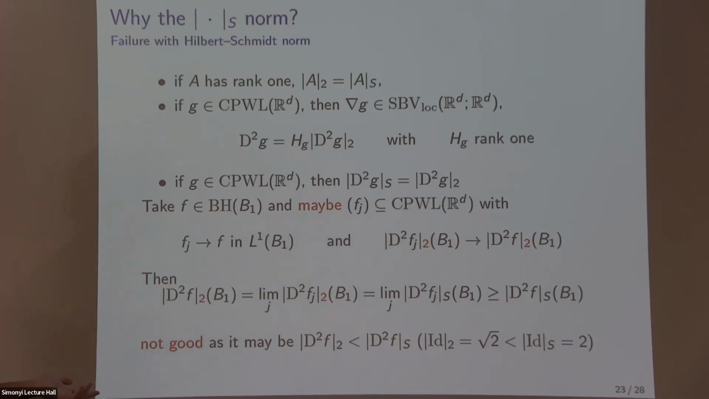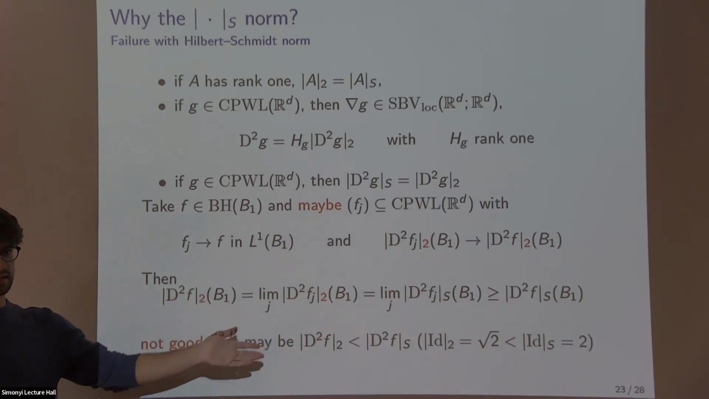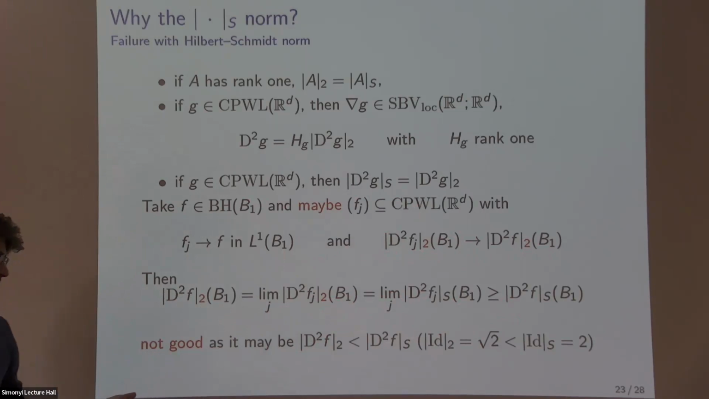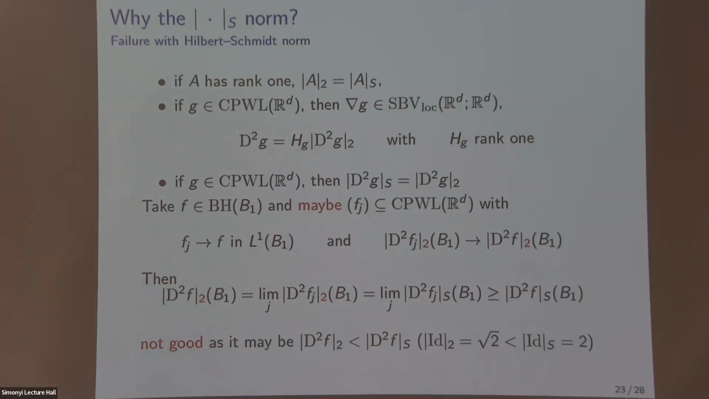They are different. And if you are interested only in matrices, you have the opposite inequality that can be strict, for example, for the identity matrix. And so this will be a contradiction. So the density result cannot hold if you take the Frobenius norm, and you see with this argument that with many other norms, it cannot hold.